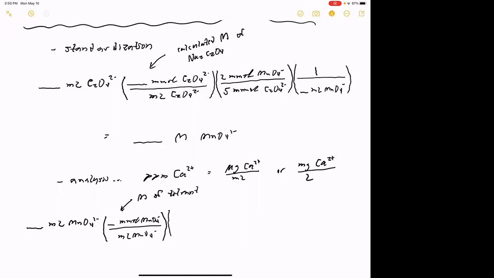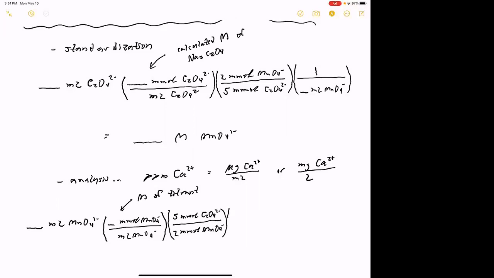Okay, so now I want to get back to the oxalate, don't I? So I'm kind of working in reverse here. So I know that for every, what, 2 millimoles of MnO4, I've got, what, 5 millimoles of oxalate.